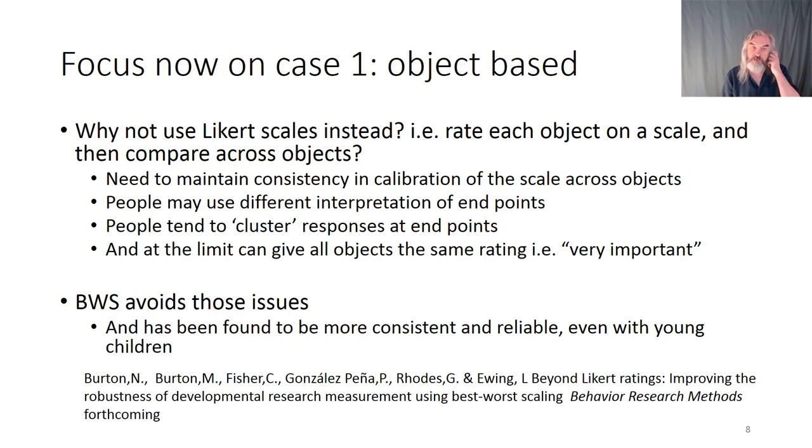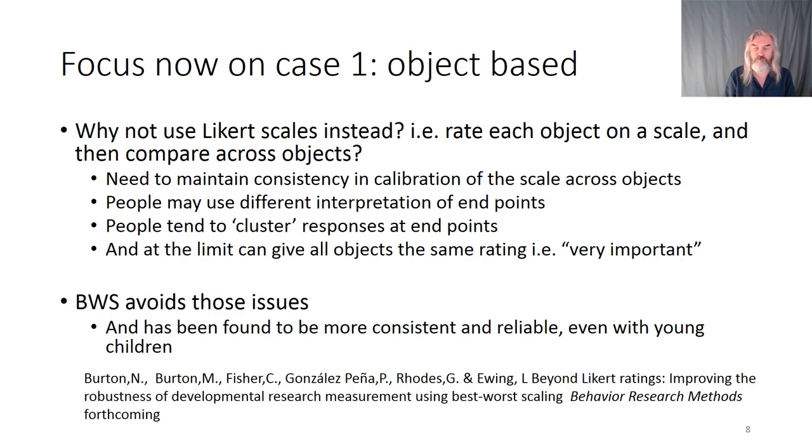So, as I said, why not use Likert scales? Those are commonly used and commonly available. Take each object, rate it on a scale, and compare it across all the objects. Now, the challenge for the respondent is that you need to maintain consistency in the way you calibrate the scale across the objects. When I think of what a 5 is on my scale, from most good to bad, I have to keep that thought of what a 5 means the same across all of the objects I'm rating. And people can find it difficult to maintain that consistency in their scoring system.